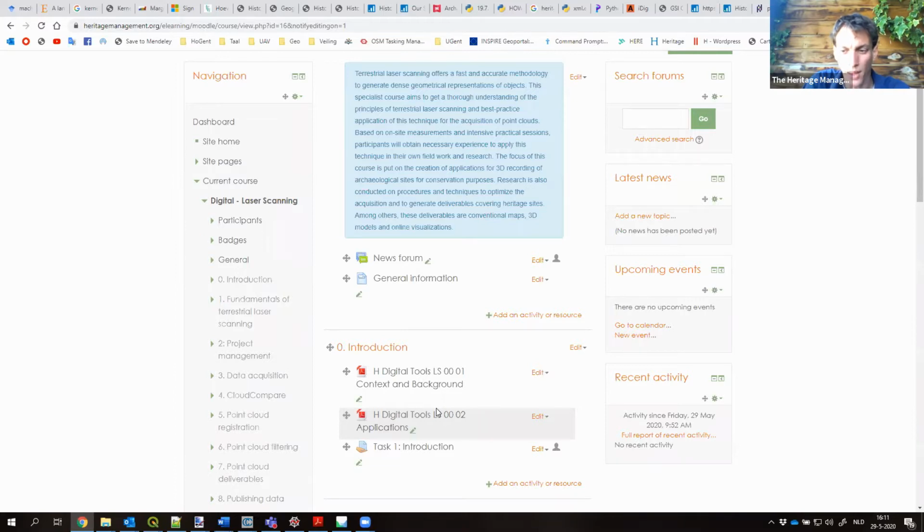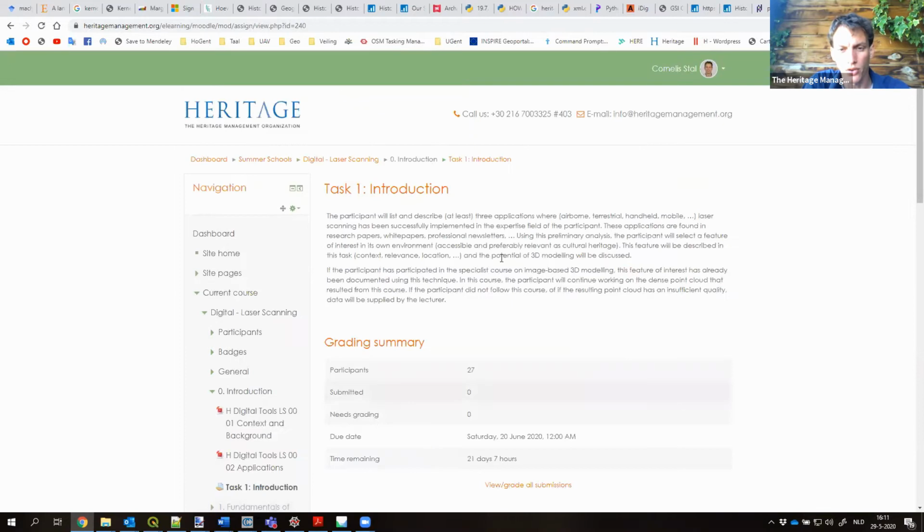For all the participants, I would like to invite you to have a look at the first exercise, or the first task. It's actually identical to the one that you have been working on in the part on photogrammetry, but in this case, I would like to ask you to do some literature research on the use of laser scanning for cultural heritage, so archaeology, heritage management, and so forth.